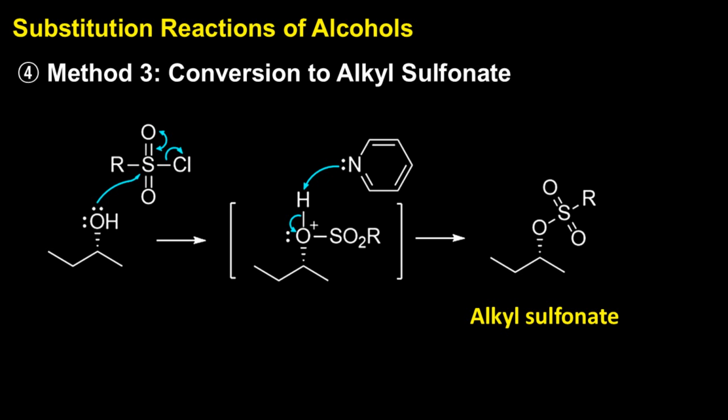It all starts when the alcohol attacks the sulfur atom on the sulfonyl chloride. That sets up a good leaving group, and then pyridine comes in to grab the proton, just like we saw earlier with the SOCl2 mechanism. By the end of this step, the OH group gets cleanly converted into a sulfonate. It's a simple, efficient transformation, and it sets things up perfectly for the next substitution step.